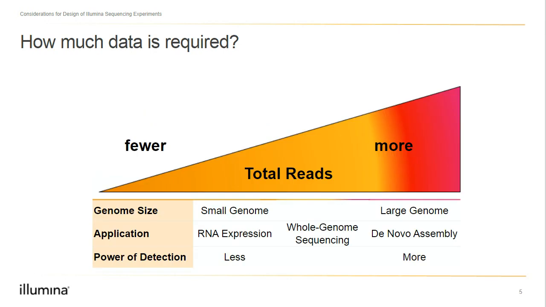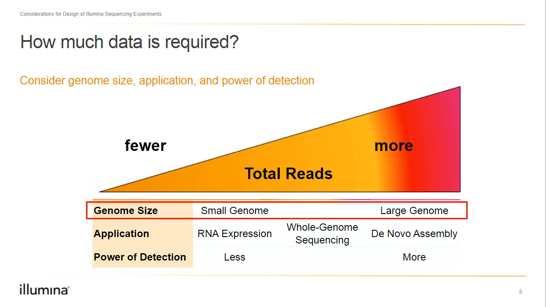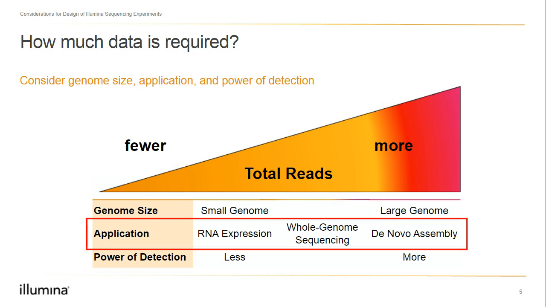Now let's consider how much data we would need for an experiment. Well, the answer is that it depends. Here we want to illustrate that the application and scope of an experiment drives how much data is needed. Factors like genome size, application, and power of detection all matter in determining how much data you'll need to answer your hypothesis. For example, when considering genome size, a small genome will require fewer total reads than a large genome. The type of application can also greatly affect the amount of data required, and we'll learn more about each of these later in the presentation.